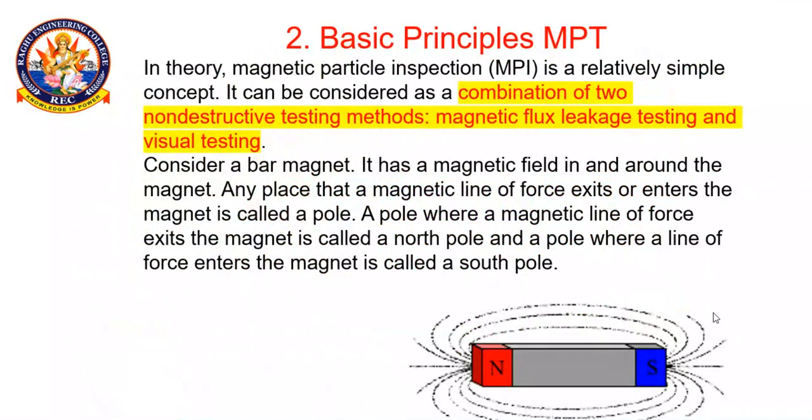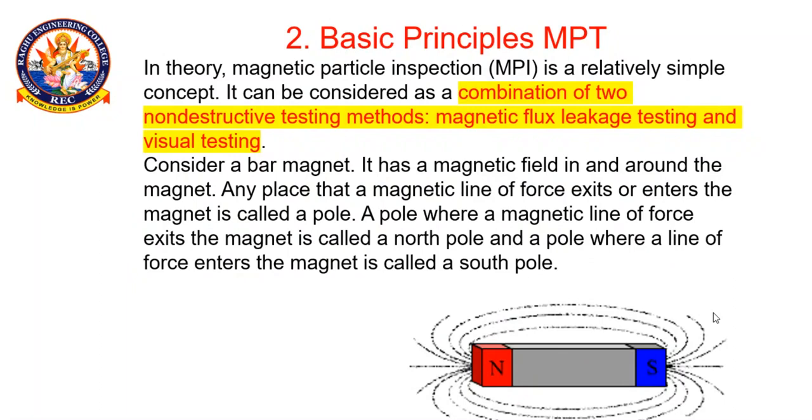This is about visual inspection. The next one is MPT, which is magnetic particle testing. By the use of the magnetization principle, we are going to test the material. Every magnet, we know, has two poles: one is the north pole and the other is the south pole. Magnetic flux is where the magnetic forces are high, and this magnetic flux is higher at the pole areas.